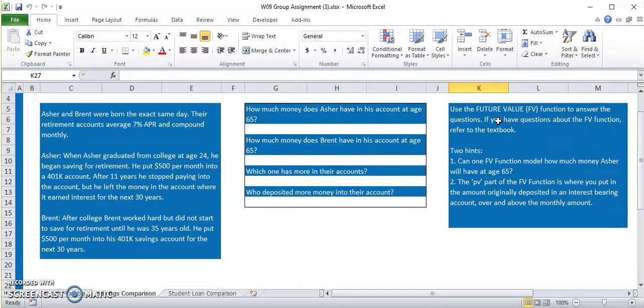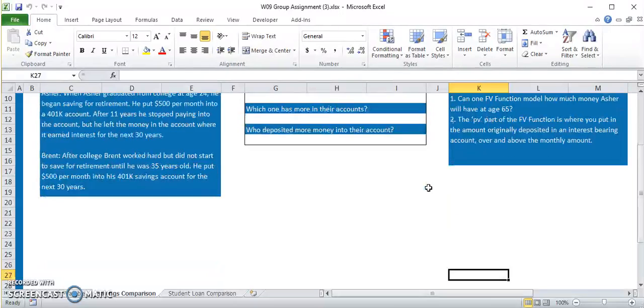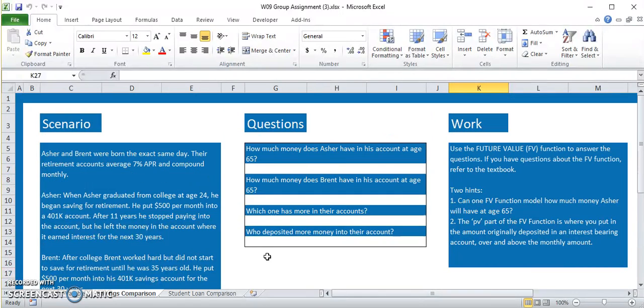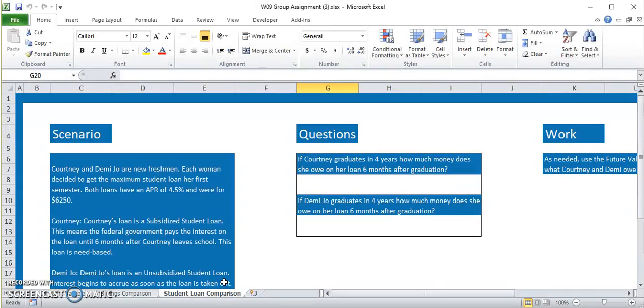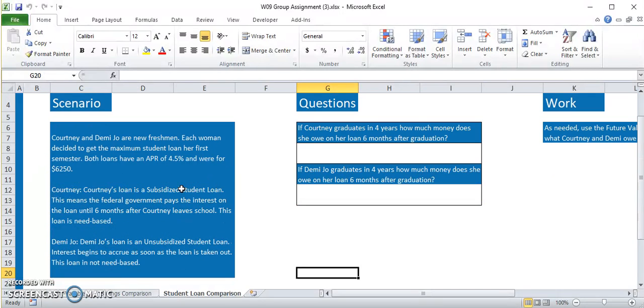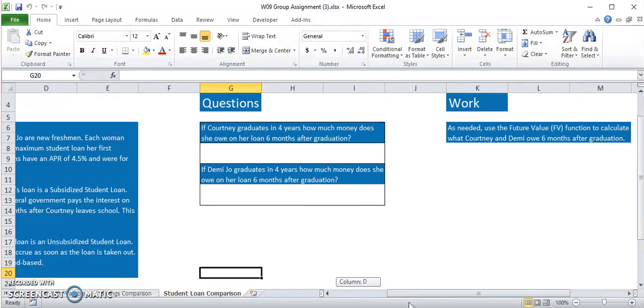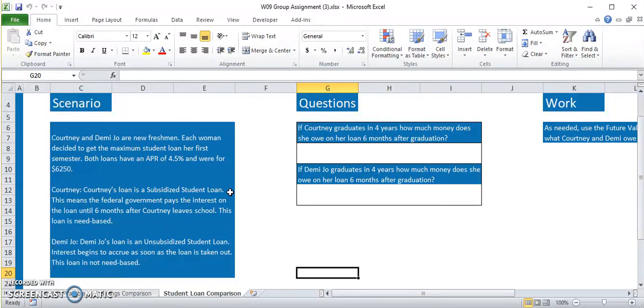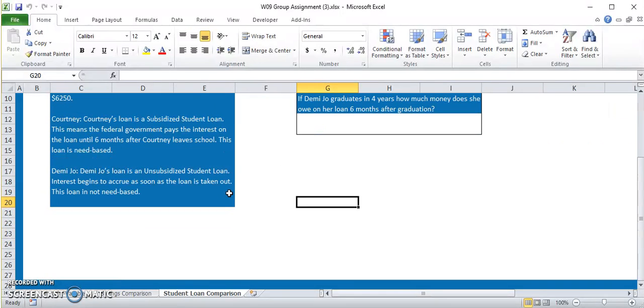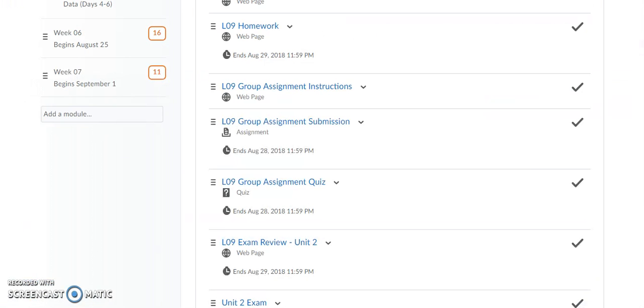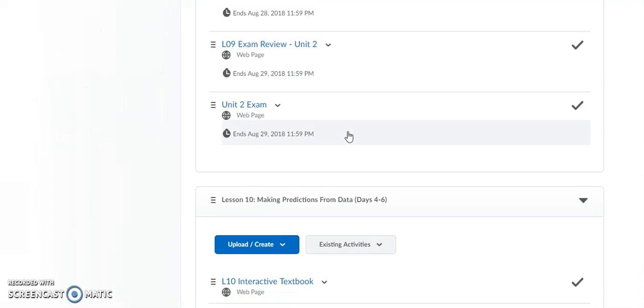And so using the future value function for this to help you determine how much money they end up with after further retirement. And then same kind of situation, only now dealing with loans. And so we have these 2 different student loans, and then just comparing how much money they end up paying and owing on these 2 different types of loans. And so that's your group assignment for this lesson.